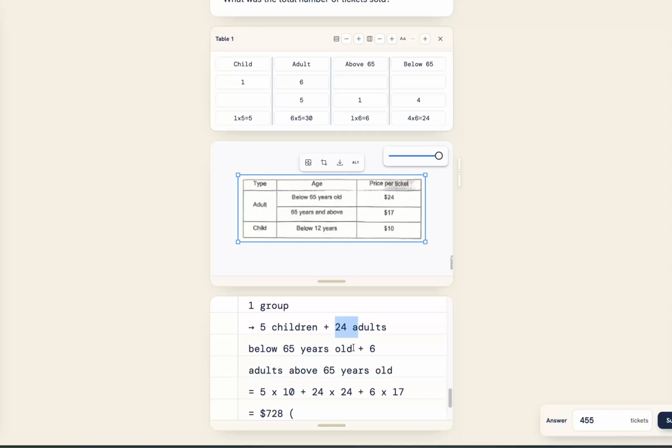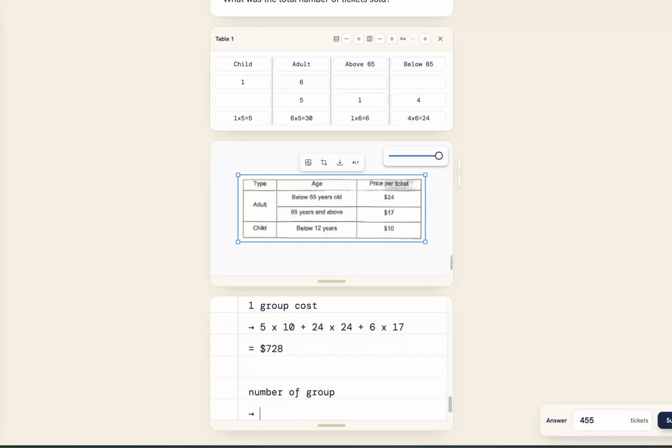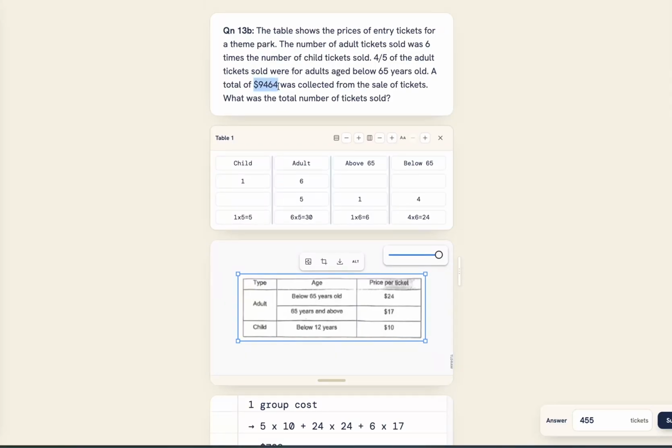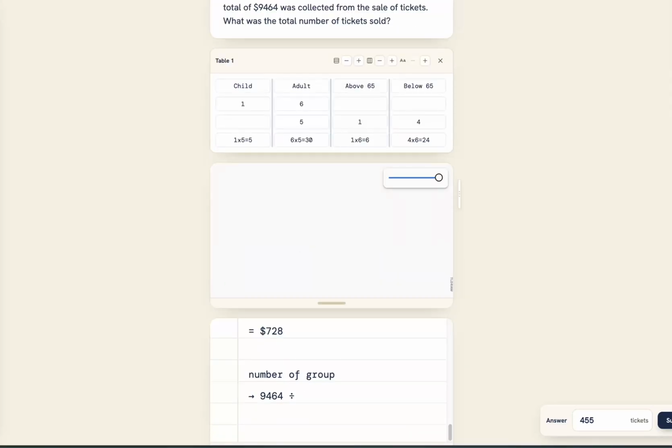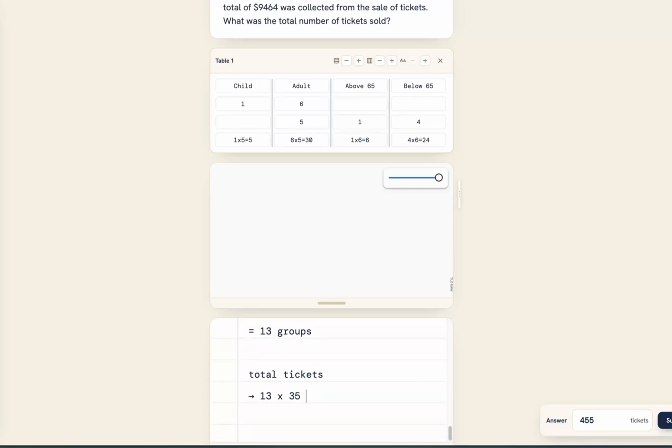Which is the total of how many tickets? 5, 24, 35, right? 35. So now we need to find the number of groups, so we know the total, 9464 divided by 728. And this will give us 13 groups. So that means total tickets is equal to 13 times, so one group, how many tickets do we have? 35. And this will give us 455 tickets. Okay, there you go. So that's the answer.